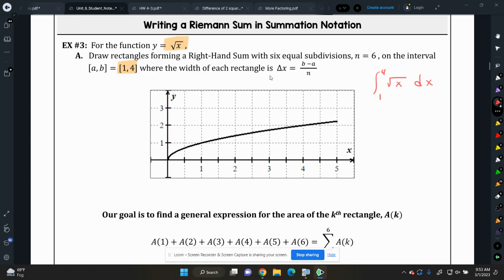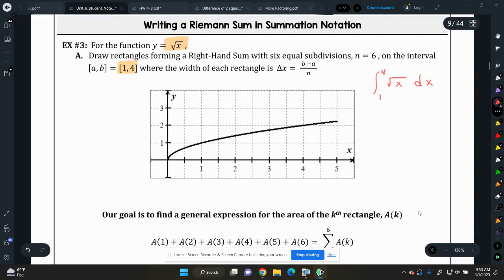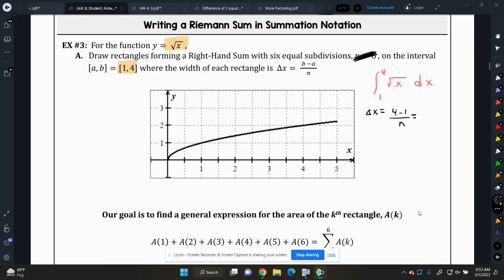Let's put that into summation notation. Right? So first we have to figure out what delta x is. So delta x is b minus a over n. So what's that? 4 minus 1 over n. Because in this particular example that I'm talking through, forget about what they did here, okay? For now, we're saying we don't know how many intervals. So this is 3 over n. Okay.